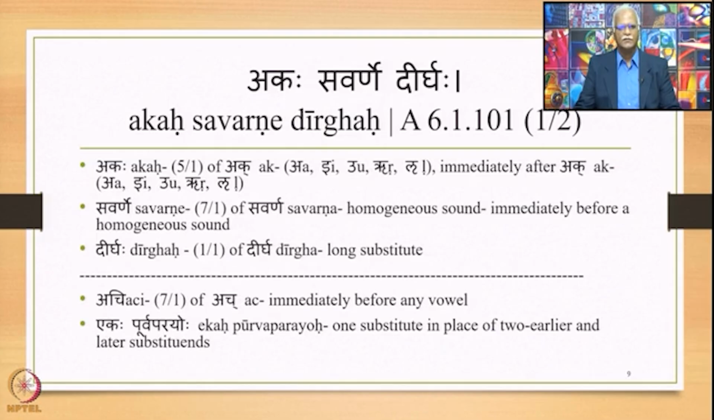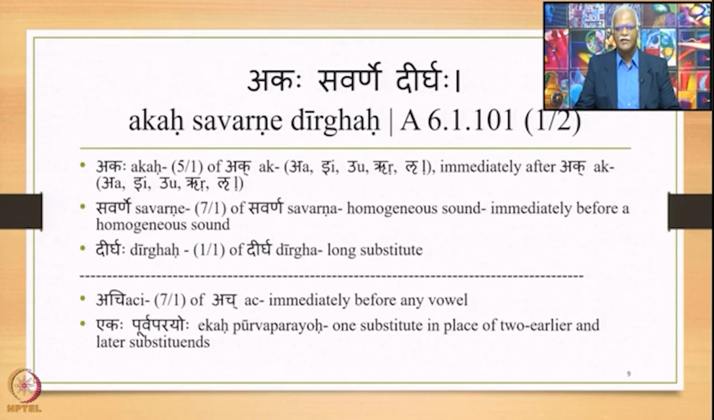Akasavarne Dirghaha has got 3 words, 3 padas. Akaha 5/1 of ak, and ak means 5 sounds a, i, u, ru and lu. So the pratyahara ak captures the sounds stated in the first 2 pratyahara sutras, aiun, ruluk. So akaha stands for immediately after ak.